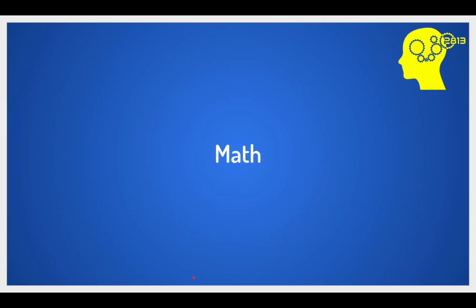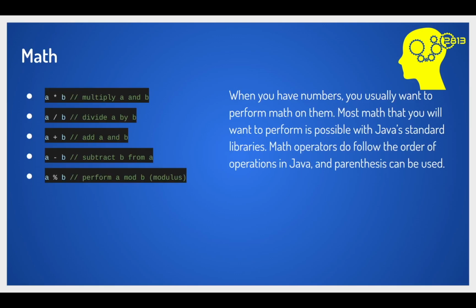Okay, a cool thing about programming in Java is that you can do math with it. For example, you can multiply, divide, add, subtract, like you can see here with the asterisk for multiply, slash for divide, plus sign for add, and minus sign for subtract. There's also another cool thing called the modulus, which you can see here with the percent sign. That's basically giving you the remainder of a division. For example, if A is equal to 5 and B is equal to 2, then you would get 1 because the remainder of 5 divided by 2 is 1.